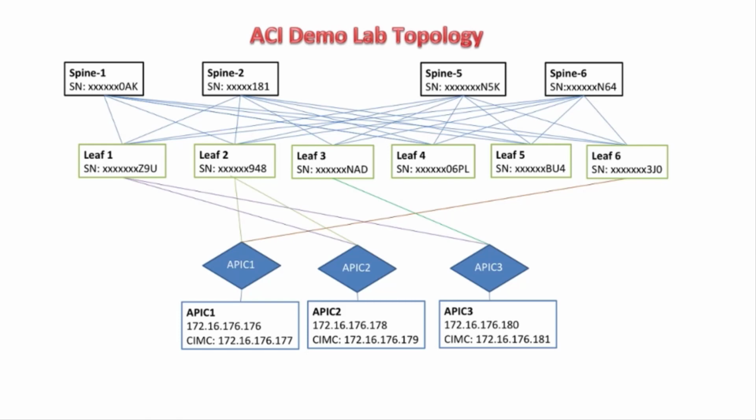So here's our demo topology that we're going to be working with today. So I've got 3 APIC controllers, and you can see they're connected to a bunch of different leaf switches. I've got a total of 6 leaf switches, and I've got a total of 4 spine switches. All the connectivity between my leaves and my spines and my APICs has already been connected.